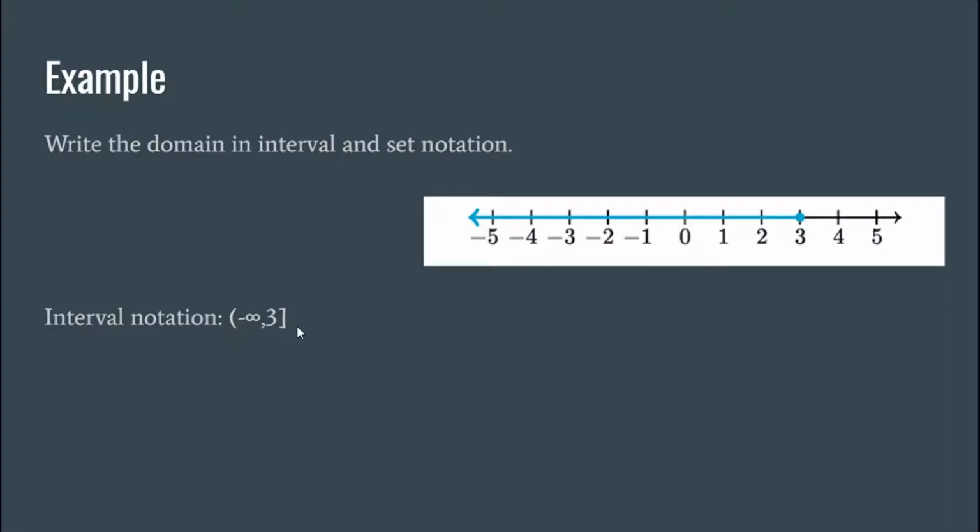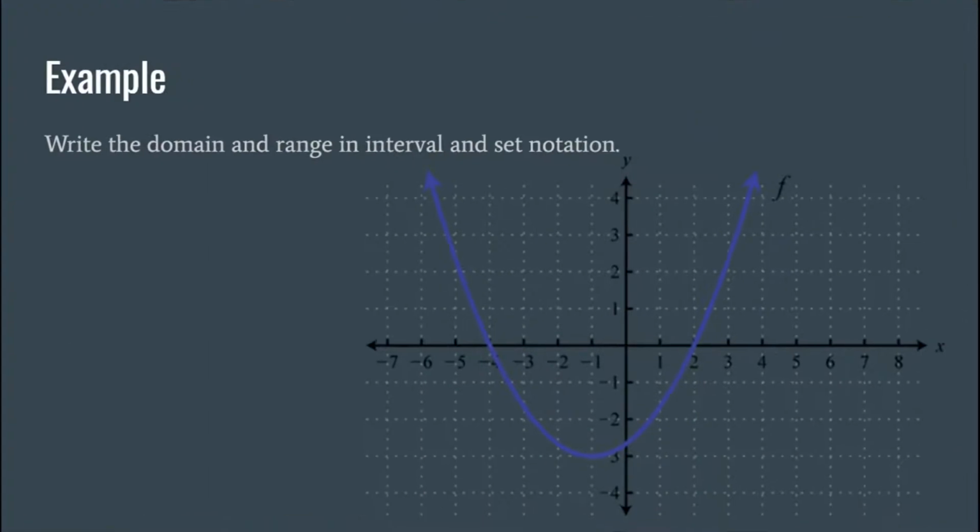Okay, set notation is going to be slightly more simplistic because, again, we're just turning this graph into an inequality, so it should look something like this. X such that x is less than or equal to 3. Alright? Hope that was pretty straightforward. So let's take a look at another example here.